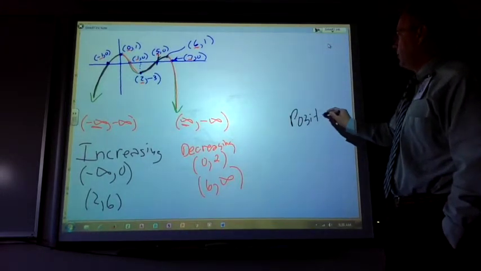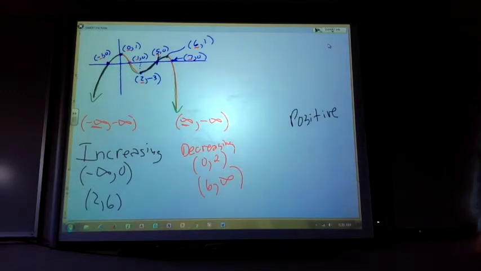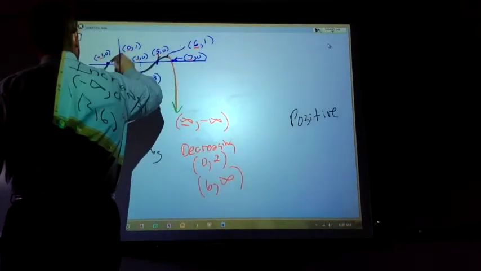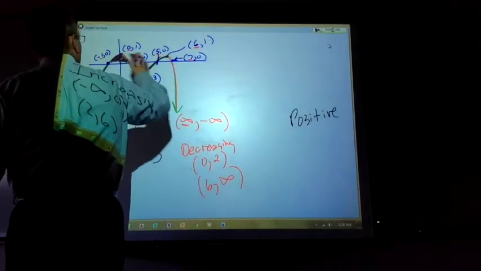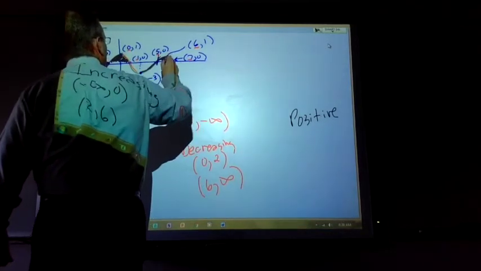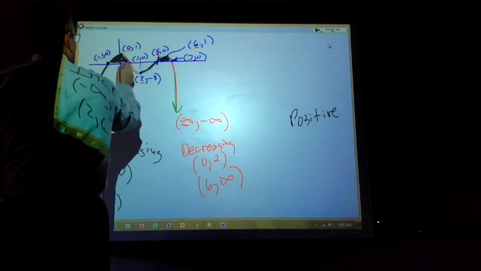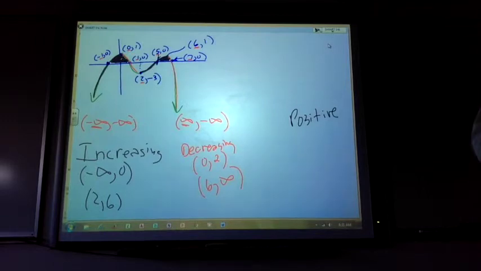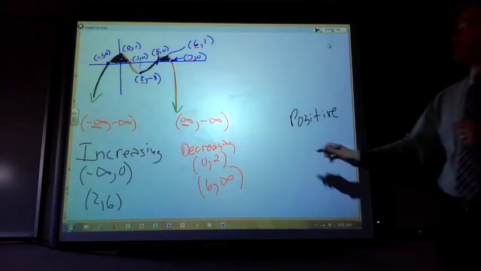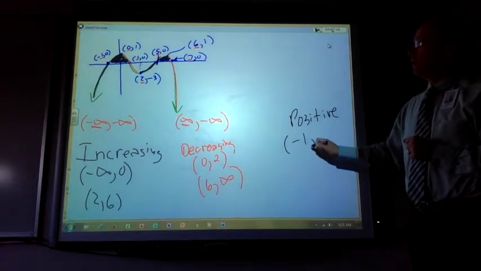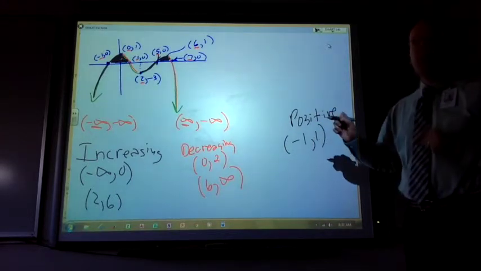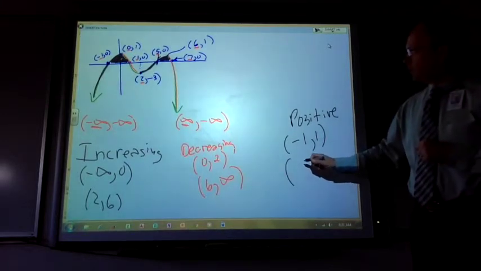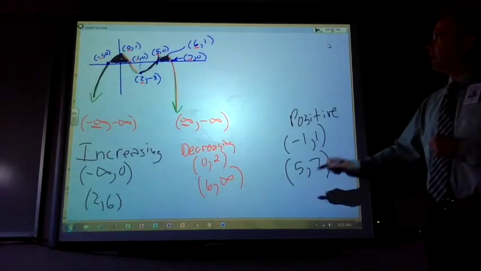Positive. Positive means what? It's above the x-axis. So it's positive here, and it's positive here. Okay? Tell me, with the x's only, where is it positive on that first one? Negative 1. Using the x's only. Where's it positive on the second one? 5 to 7. Yeah, sorry.